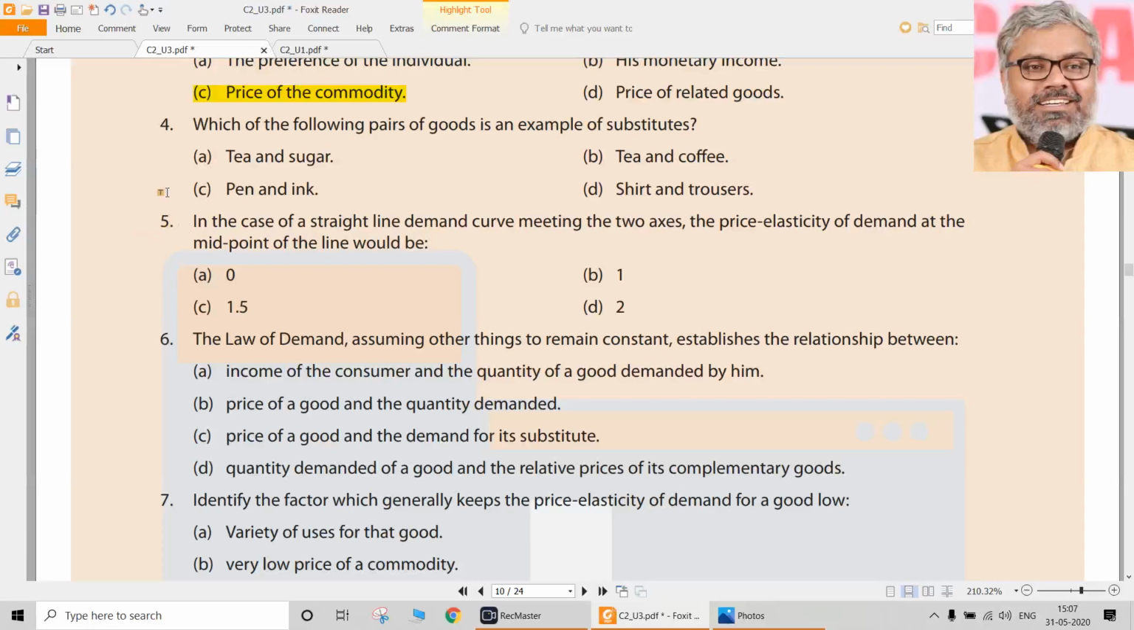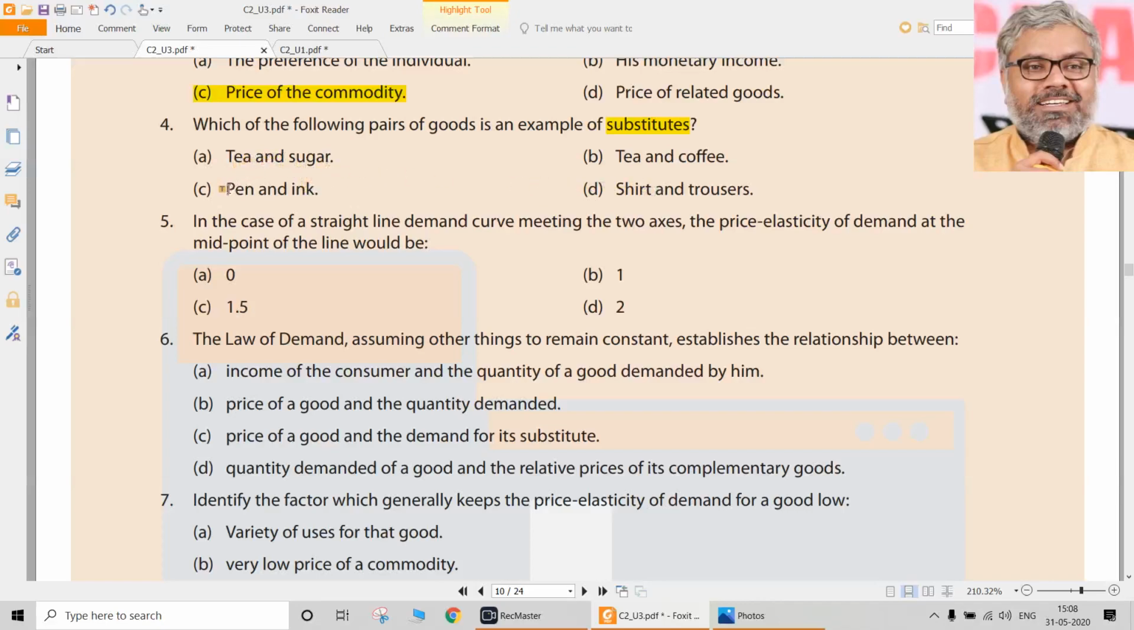Then the fourth question, once again, is a little bit, I would say, not correct to be asked, but what can we do, such questions are asked, whether we like it or not. But at least we have to use our common sense in answering such questions. So which of the following pairs of goods are examples of substitutes, he says. Substitutes means one product can be used in the place of the other product. Then only they are substitutes. Tea and sugar, are they substitutes? No. They can be used together, but not in the place of one another.